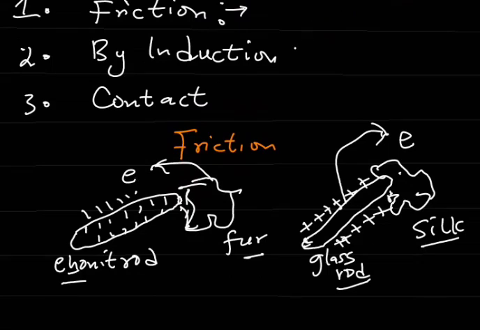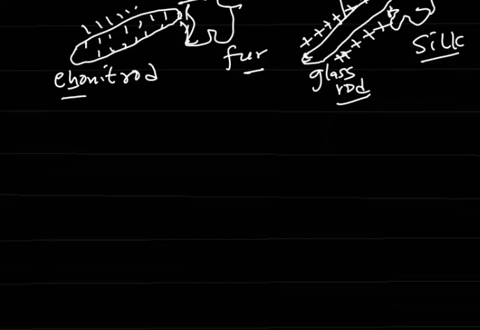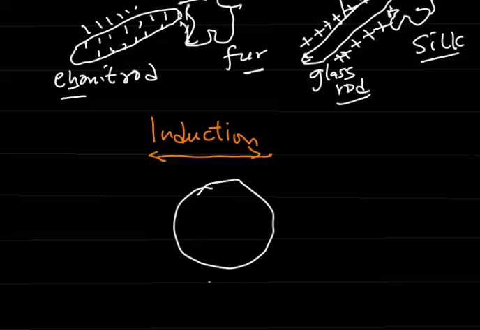Now, in the case of induction, you are not bringing the two materials together, but rather bringing them close to each other. Let's say this is a sphere that I want to charge by induction. I can bring a rod that is already charged. If I want to produce a positive charge on this sphere, I'm going to bring a negatively charged rod close to the sphere. Now what is going to happen? The negative charge of the rod will repel the negative charge.